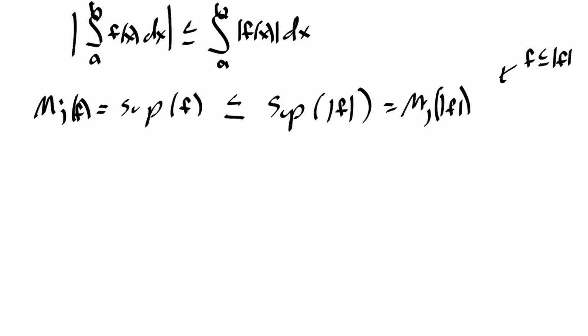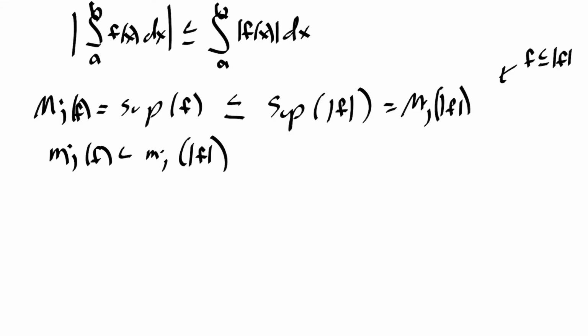This is just because all of our f's are always less than or equal to our absolute values, right? And similarly, if I deal with infs, then I know that little mj of f is also always less than little mj of the absolute value of f.